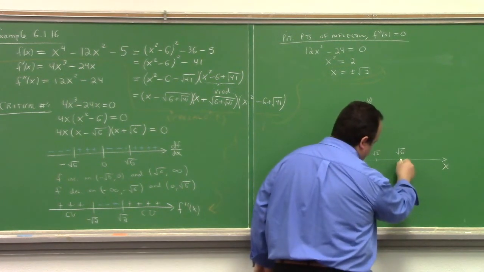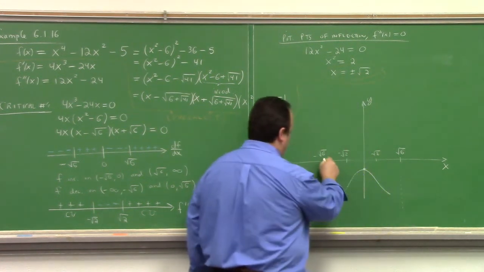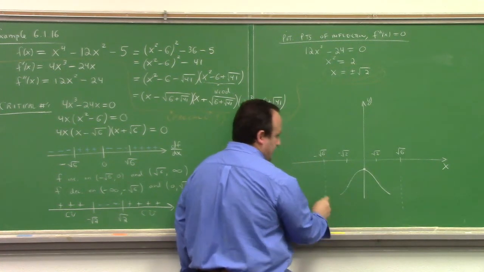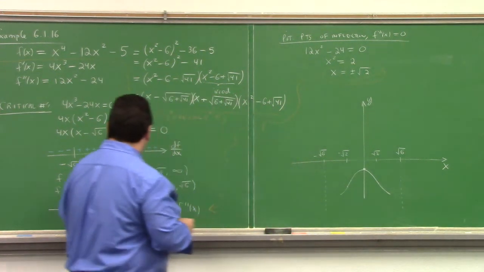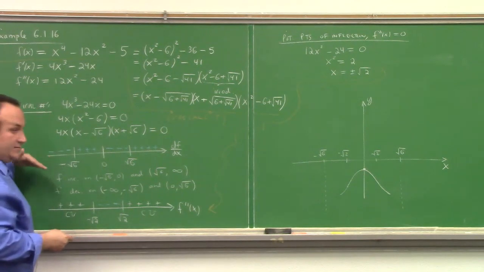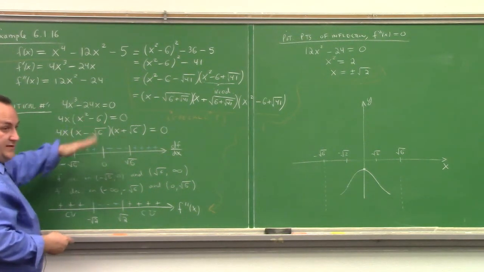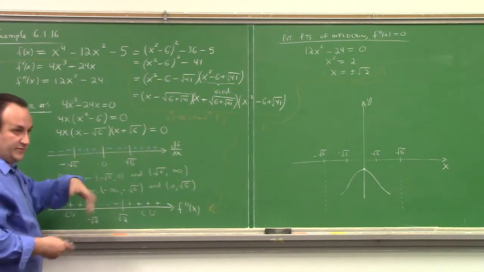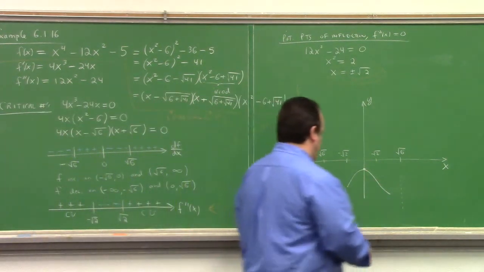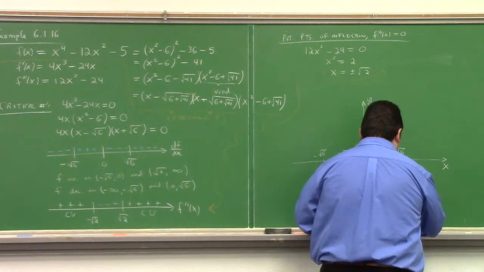And what happens at plus or minus root 6? Those are critical numbers, right? So at minus root 6, you've got a local min, and at plus root 6 there's also a local min. Both of those are the bottom of the W.